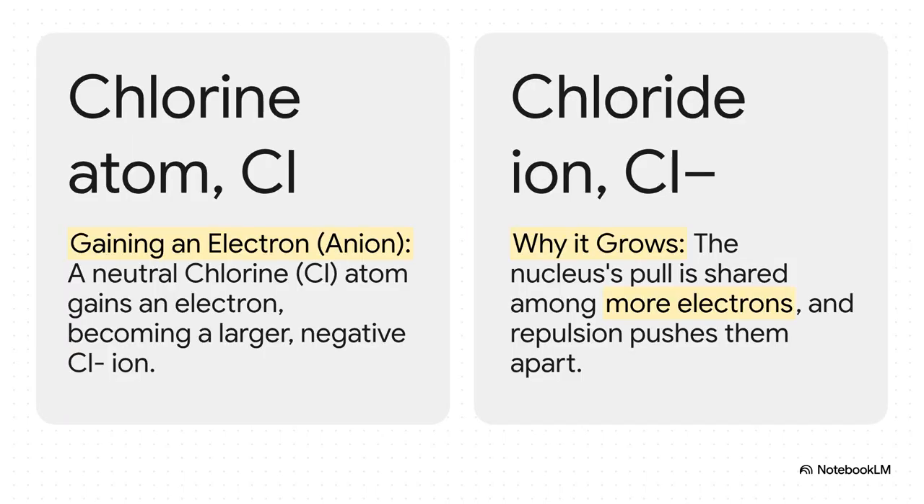Now let's flip it. Let's look at chlorine. Chlorine is the opposite. It loves to grab an extra electron. When it snags one, it becomes a negative ion, an anion. And what do you think happens? It gets bigger.